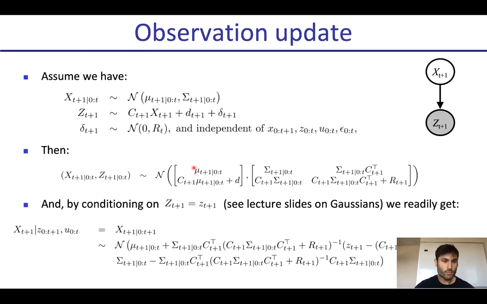And once we find the joint distribution, what we can do is condition on zt plus 1 equal to the measurement that we have seen, lowercase zt plus 1. We can apply the equations that we obtained in the multivariate Gaussian case for the conditioning, straightforwardly, to obtain the Gaussian distribution of xt plus 1 given the previous measurements and actions, the distribution that this random variable follows.